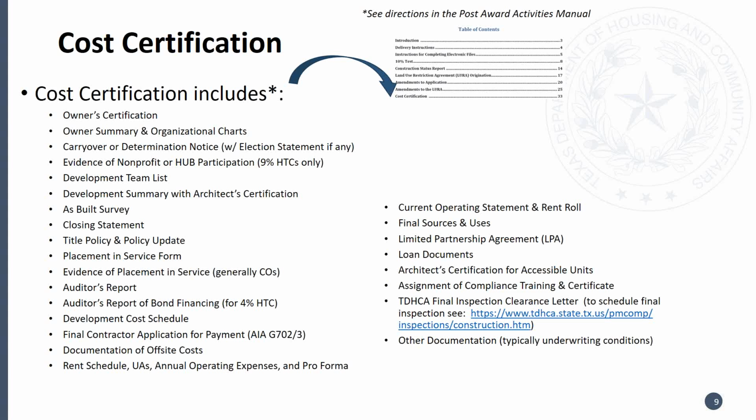The architect certification for accessible units, that is used to double check the information that is included in the LURA. So the architect is signing off on the mobility accessible units and the hearing and visual impaired accessible units.